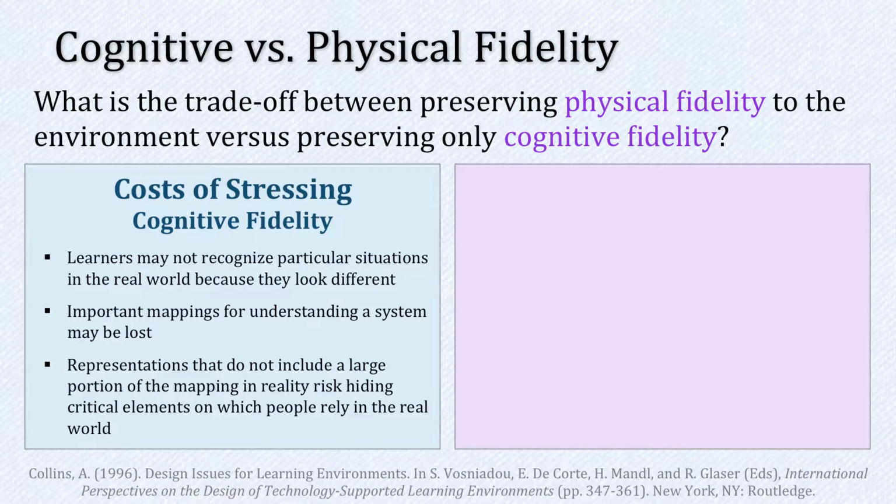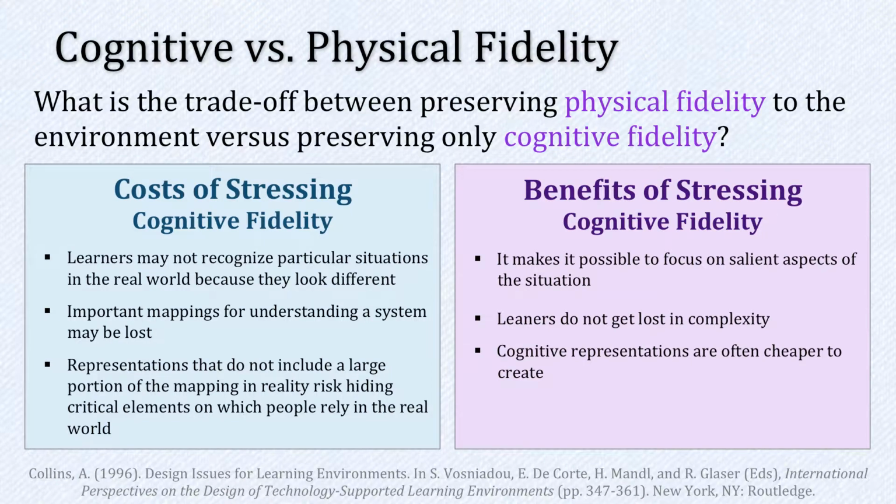And those costs include learners, if they learn from a representation that is cognitively oriented, learners may not recognize particular situations in the real world because they look different. Another cost is that important mappings for understanding a system may be lost. And a third cost is that representations that do not include a large portion of the mapping in reality risk hiding critical elements on which people rely in the real world.